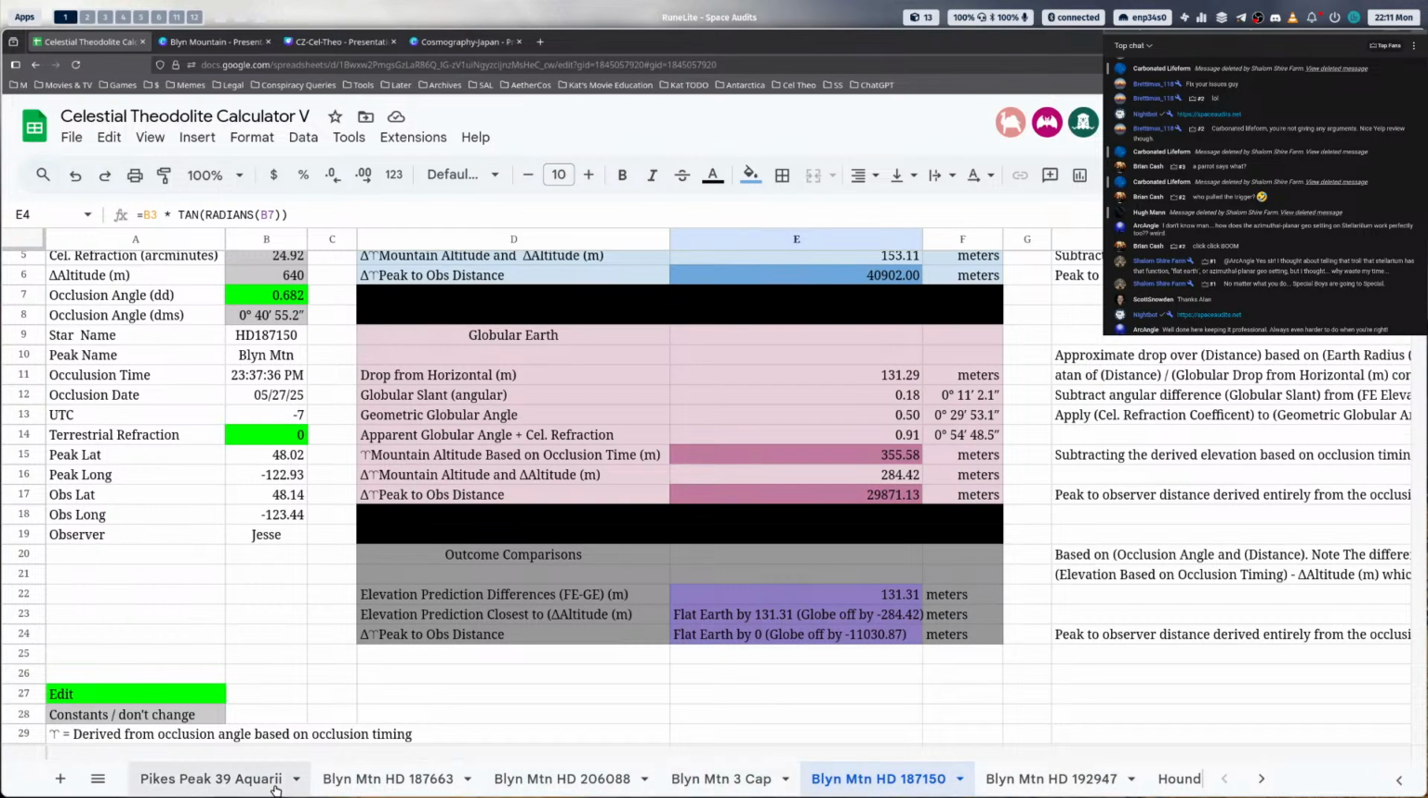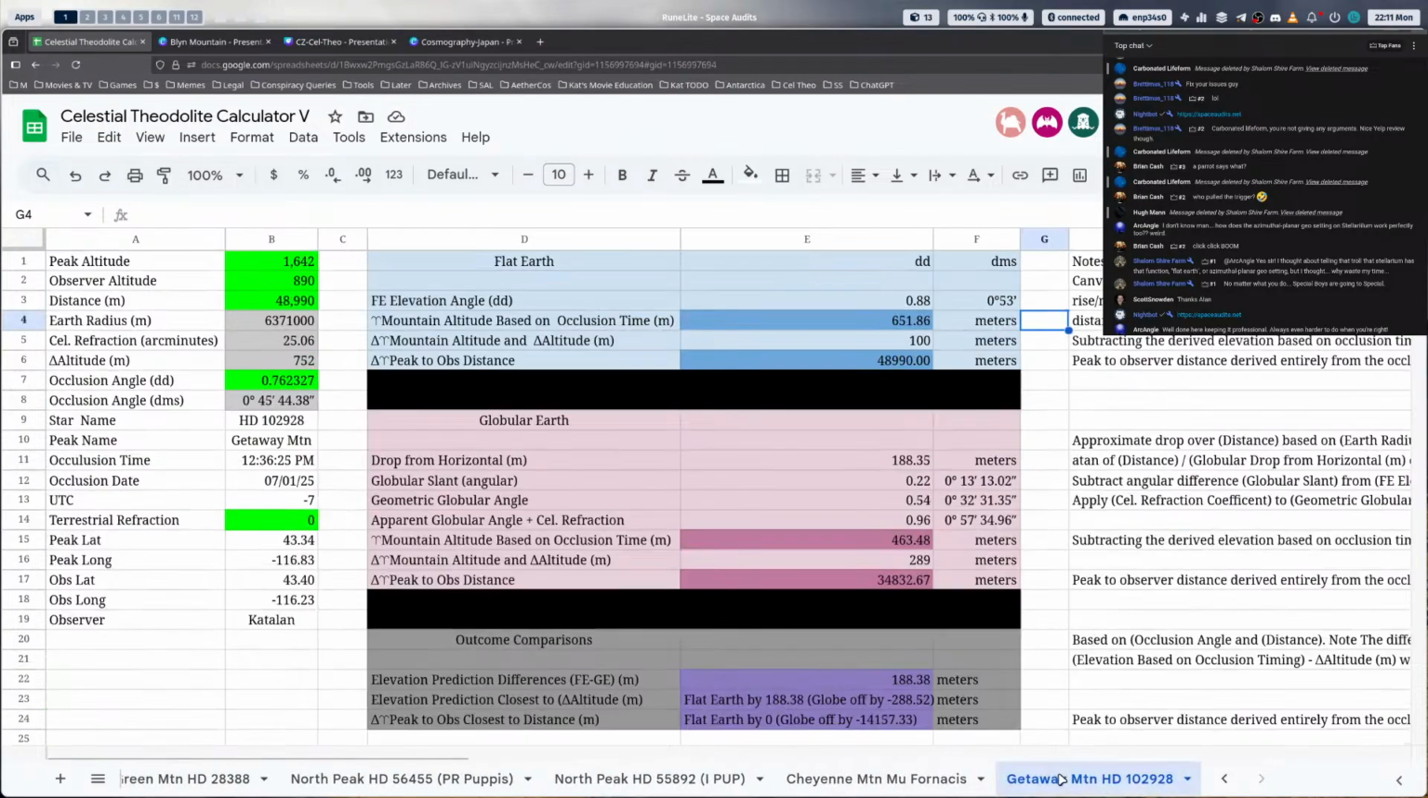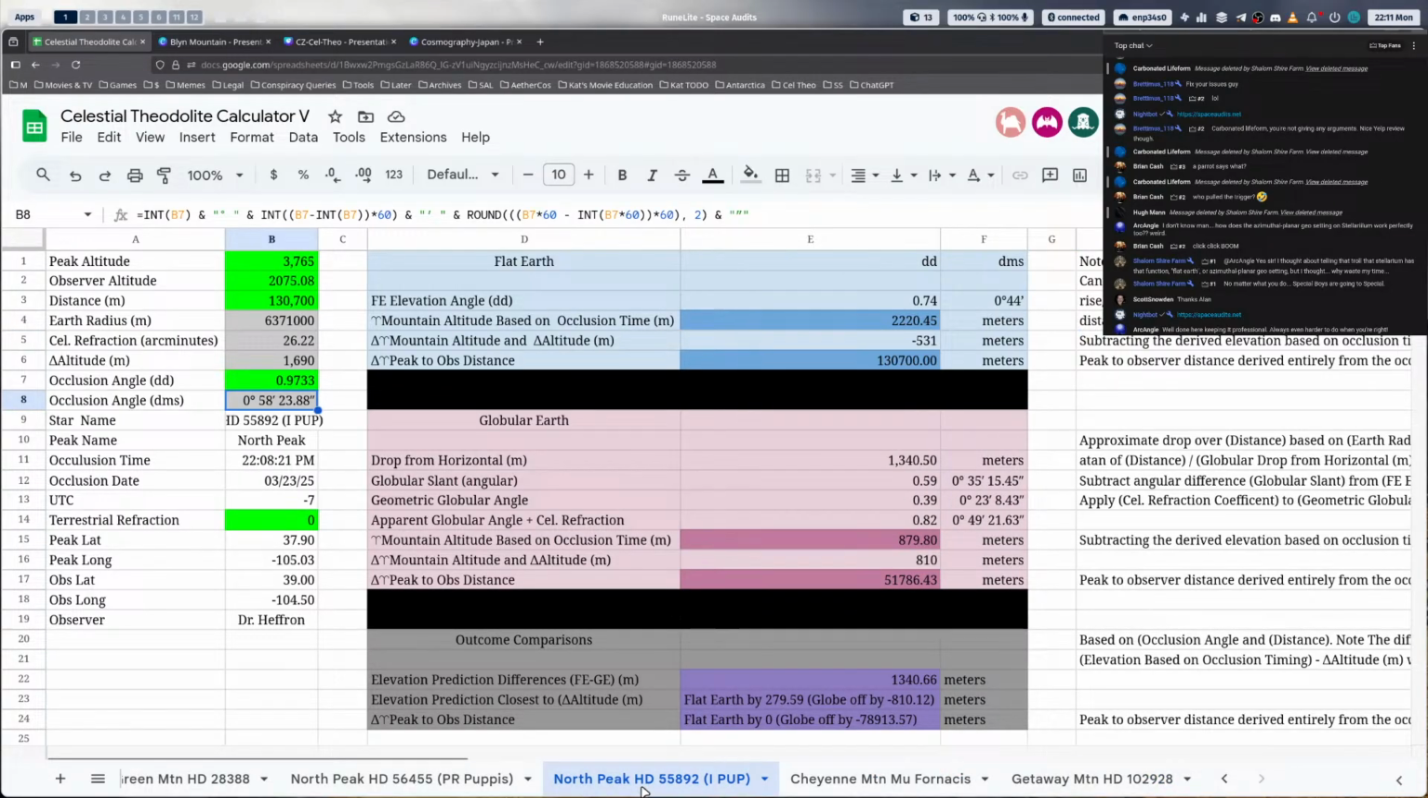But yeah, we went over all the measurements here. Distance, always spot on. Globe's off by 11,000 meters over there. Unfortunate. And it's off by 284 on the elevation. Unlucky. And this just goes on and on and on. You can go anywhere, make these measurements.